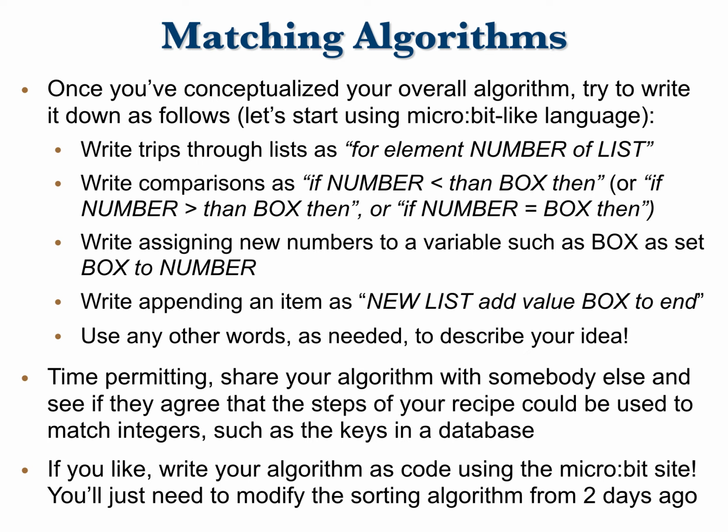Once you have a recipe, an algorithm for matching the keys in the two databases, share it with somebody else, with someone else in the room or over Zoom, and see if they agree that the steps of your recipe would indeed sort the two sets of database keys in order so they would be matched up. In fact, it may even be easiest to directly try this in a microbit today using the microbit site.